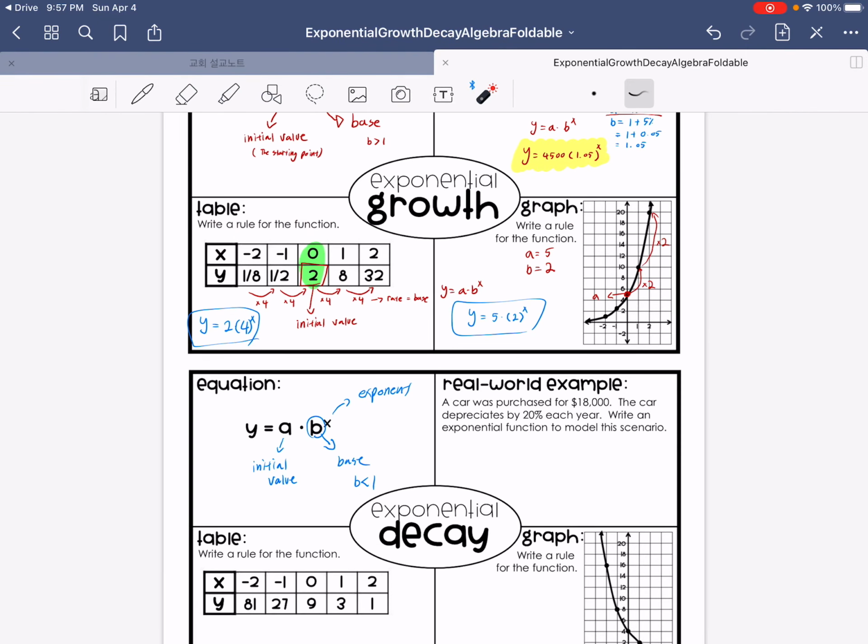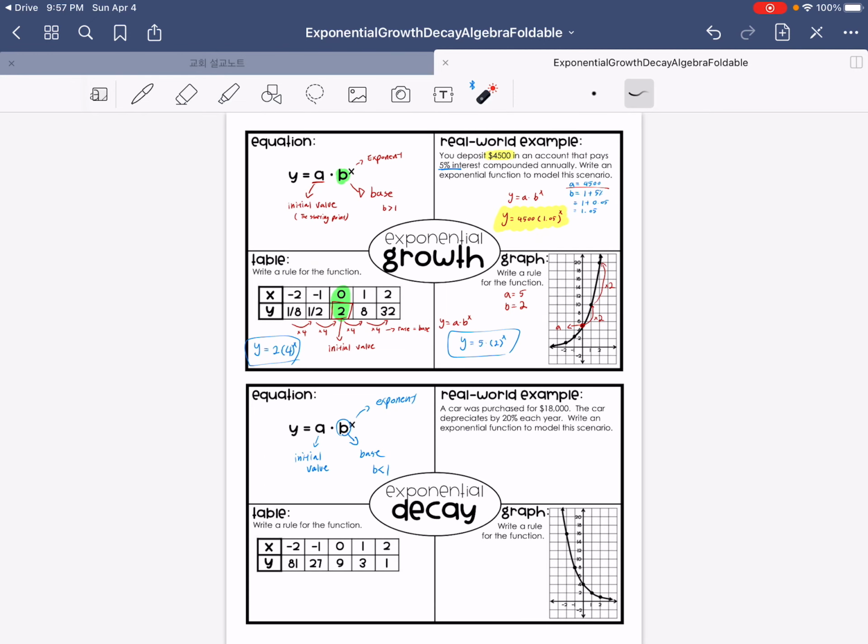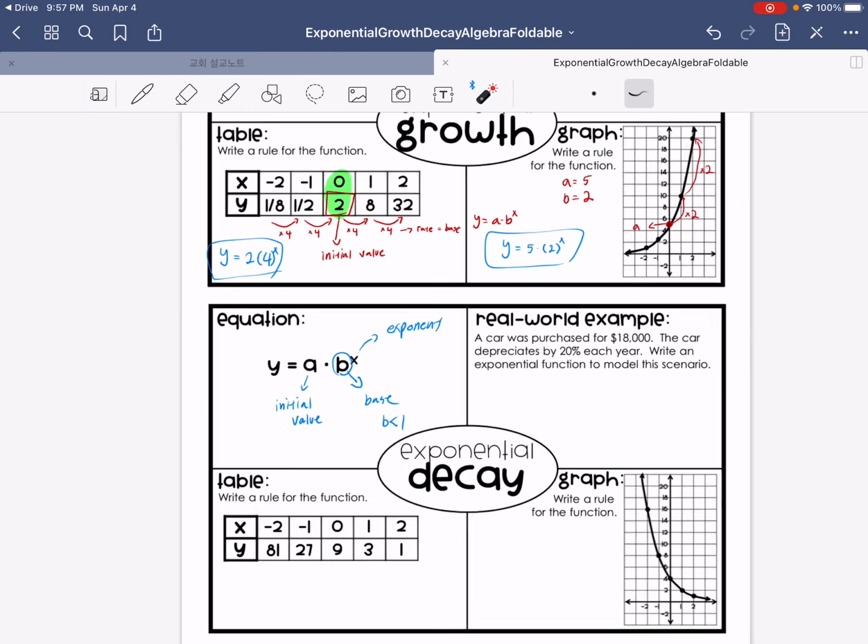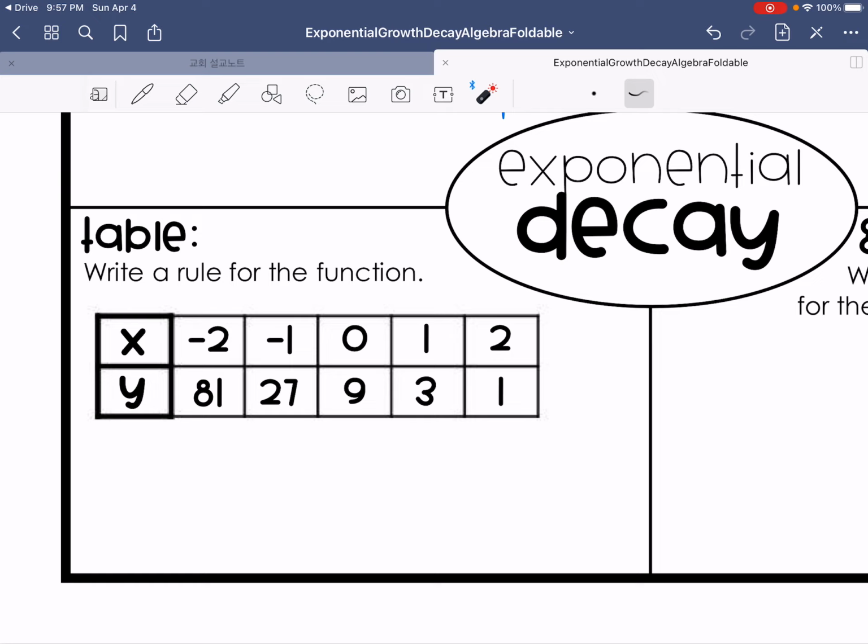It's not two separate equations. It's exactly the same equation. What you have to know is this b: if this number is greater than 1, then we call it growth. If this number is smaller than 1, then we call it decay. You will see here. Let's go to the table first.